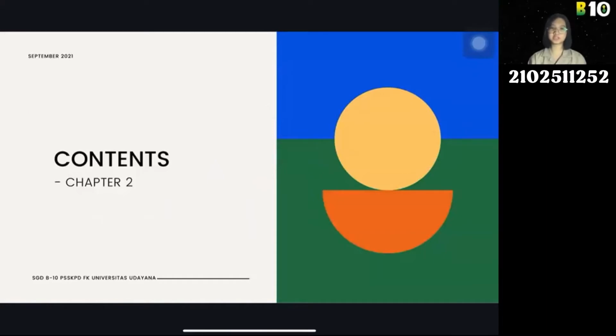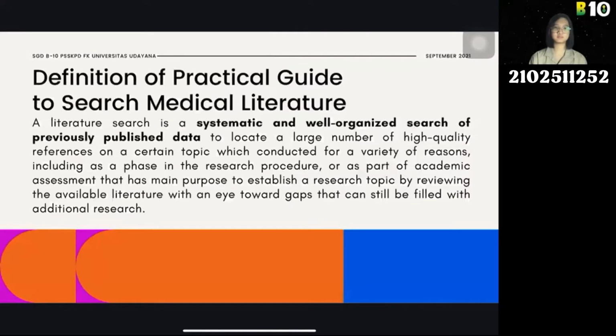And Chapter 2 about contents. The first one is definition. A literature search is a systematic and well-organized search of previously published data to locate a large number of high-quality references on a certain topic, which is conducted for a variety of reasons, including as a phase in the research procedure or as part of academic assessment that has the main purpose to establish a research topic by reviewing the available literature with an eye towards gaps that can still be filled with additional research.